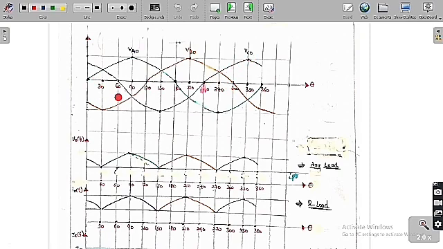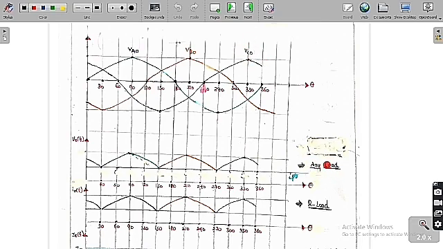Now I have split each part into 30 degrees: 30, 60, 90, 120, 150, 180, 210, 240, 270, 300, 330 and 360. For each one I am going to use 30 degrees to analyze the output waveforms. These are the diagrams of Va0, Vb0 and Vc0. They have a phase difference of 120 with respect to each other. Va0 comes first, then Vb0 second, and Vc0 last.